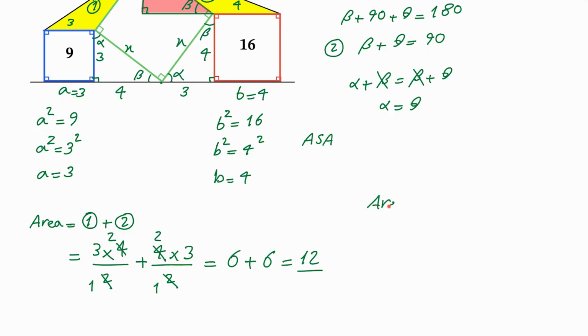So the final answer for the area of these two regions is 12.